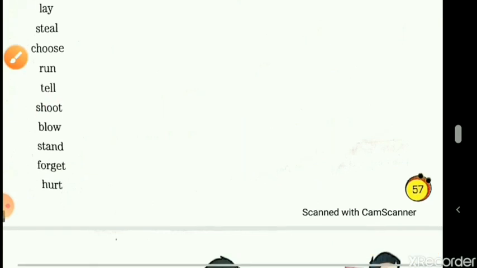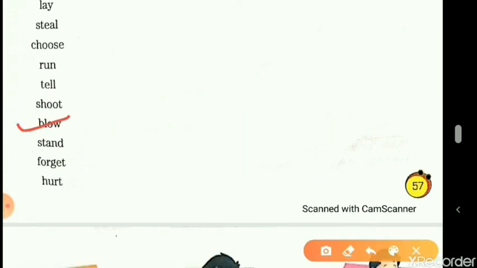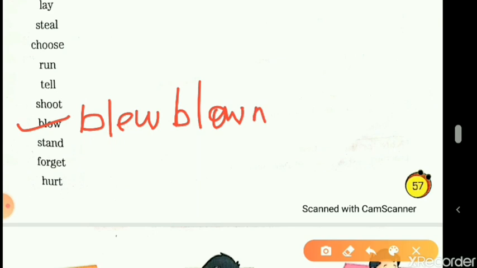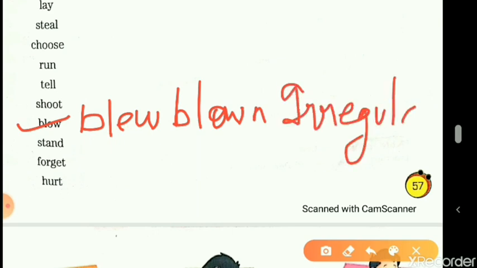Students, the next word is blow. The past is blew and the past participle is blown. Again, they are irregular verbs. Blow, blew, blown. Irregular verbs.